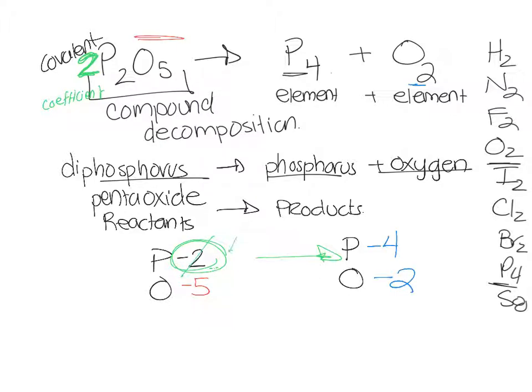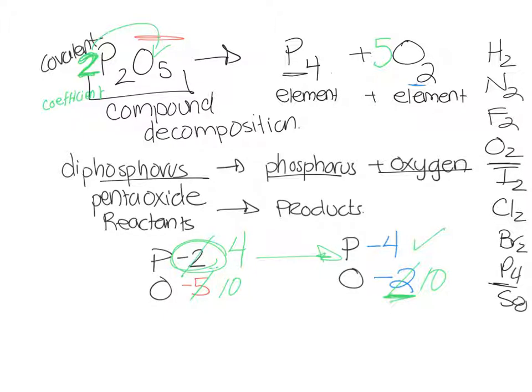So now I have a 4, but this also changed the oxygen. So now I have 10 oxygens, okay? And over here, this works out, right? That's okay. But this oxygen, I need it to be 10. So the only number that I can put in front of here would be a 5, right? To make the 10 that's there. So now it is balanced.